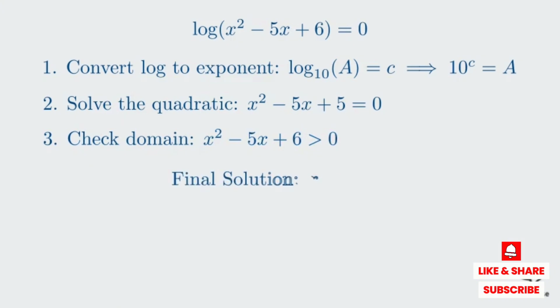We found that the two valid solutions are x equals 5 plus or minus the square root of 5, all divided by 2.